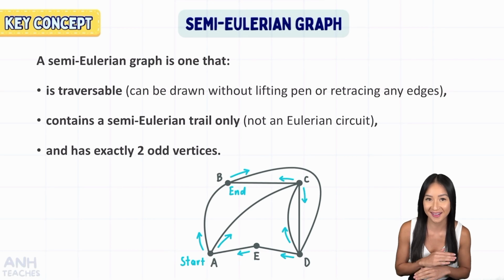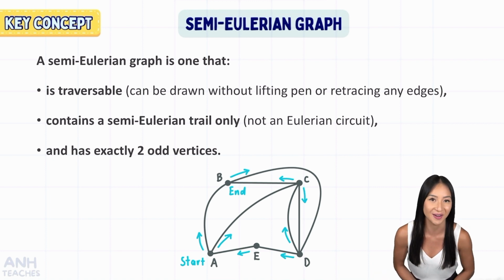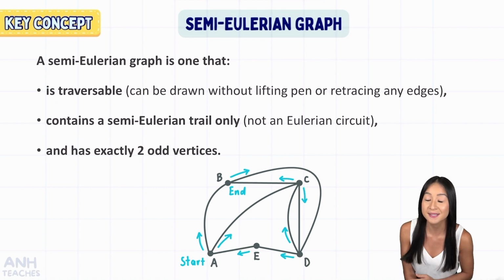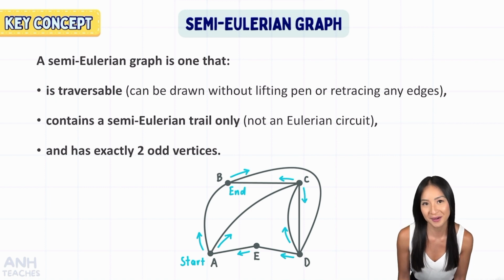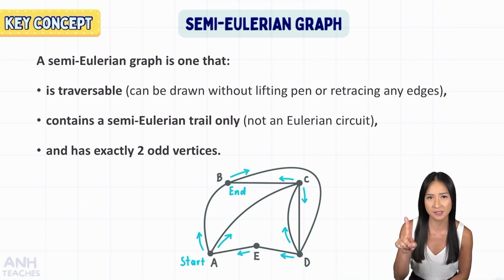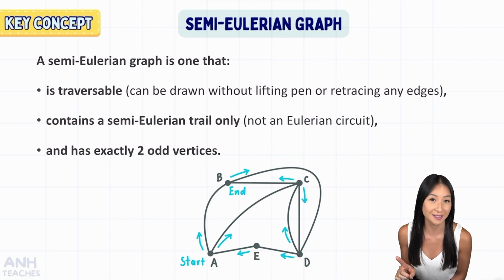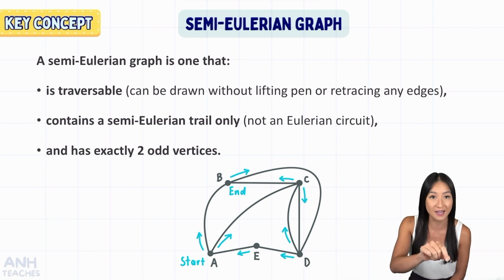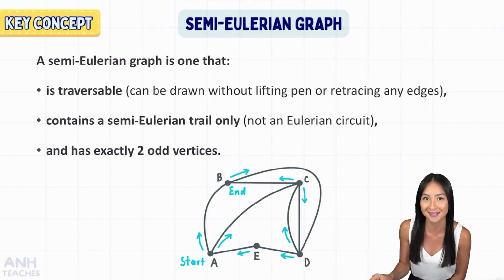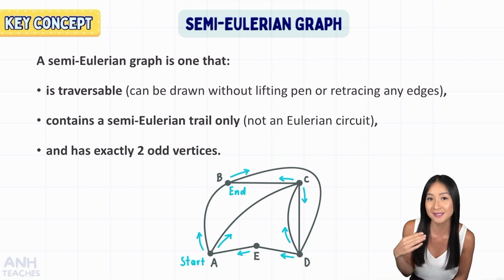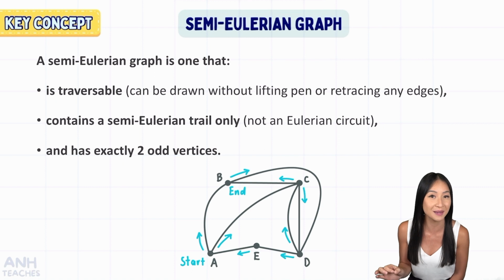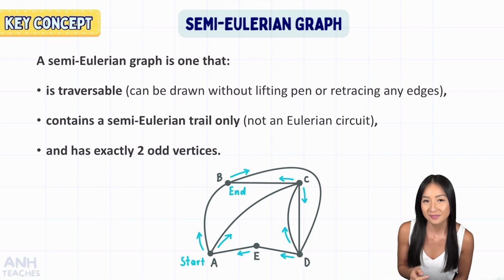Okay, so now we have laid the foundation to understand what the difference is between a semi-Eulerian graph and an Eulerian graph. But obviously we're going to start with a semi-Eulerian graph. So a semi-Eulerian graph is one that is, first of all, traversable. Now this is a really useful term because it's just one word to mean that it's a graph that can be drawn without lifting your pen off the page or retracing any lines. Second of all, a semi-Eulerian graph contains a semi-Eulerian trail only. If it contains an Eulerian circuit, it's actually going to become an Eulerian graph, not a semi-Eulerian graph.